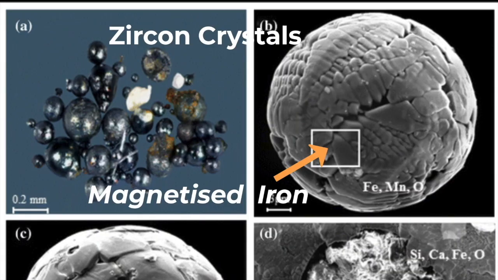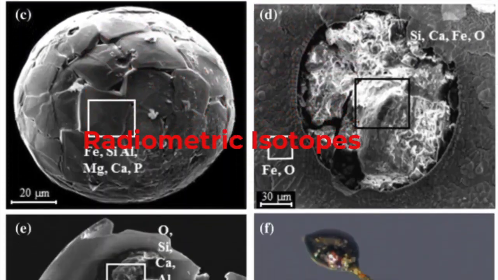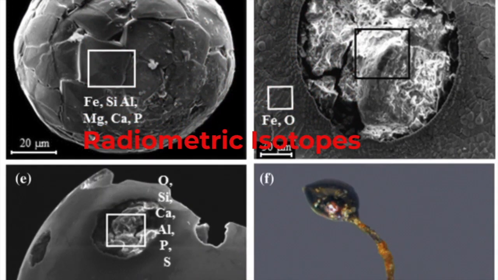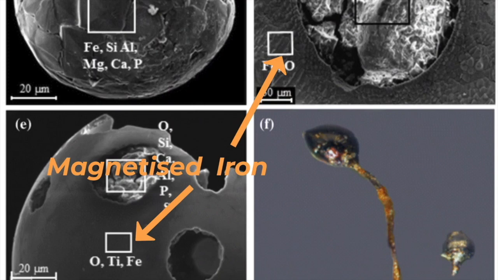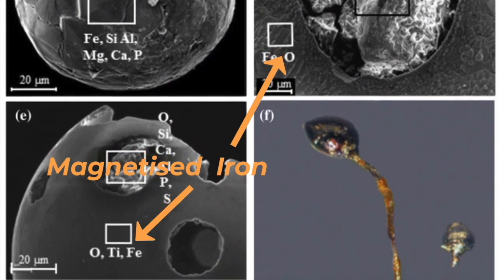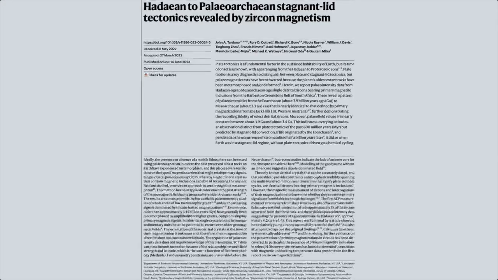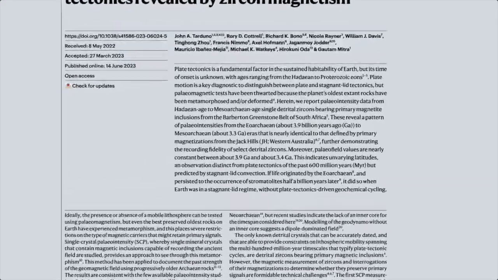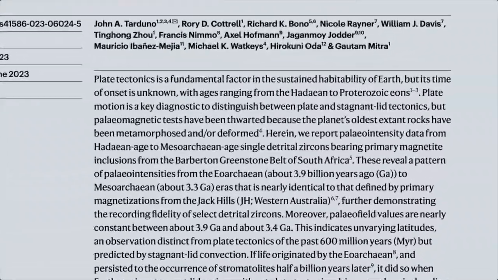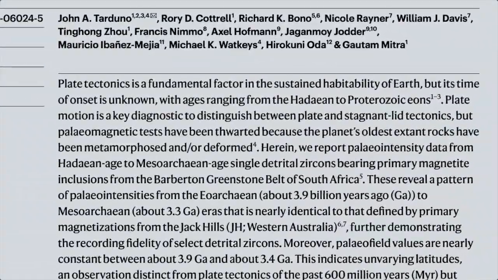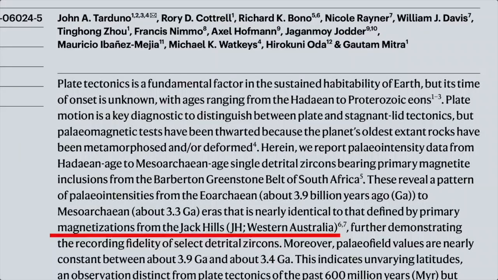So enclosures of all sorts of things, including radiometric isotopes, magnetized iron compounds, and remains of carbon from ancient life forms, were preserved intact. A very interesting paper about the fossilized magnetism in iron compounds in zircons was published by John Tarduno and his team of experts. It gives data from zircons in Australia and South Africa.